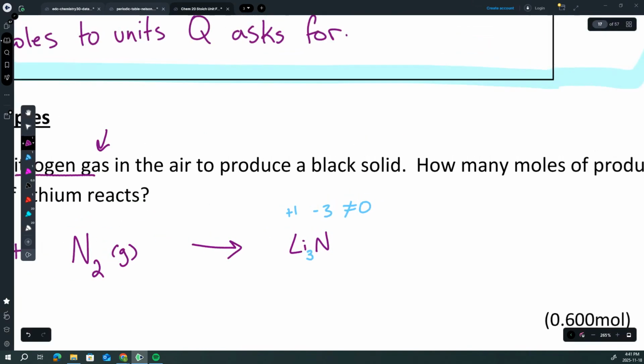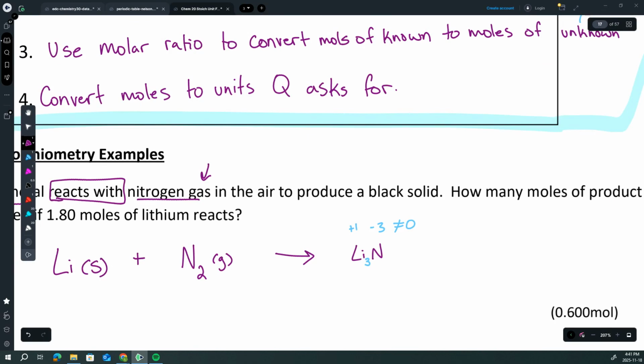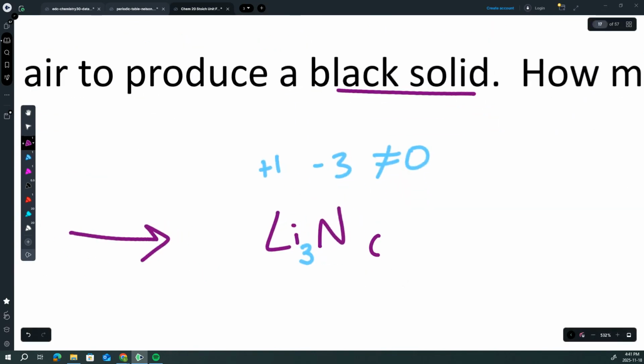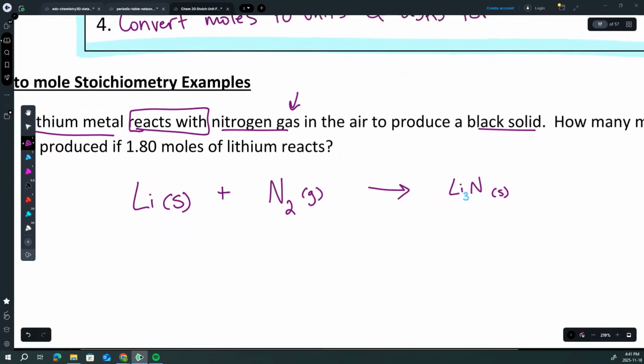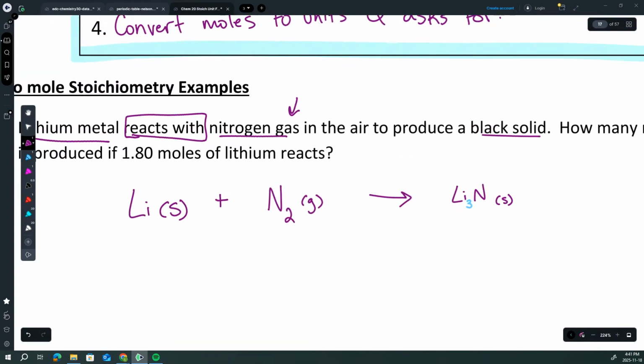Now, it does tell us that the product is a black solid, so I'm going to write that this is a solid. We don't need this right here above the lithium nitride, that was just to show you how I'm balancing the compound. So that's why I'm erasing that. But what we need to do right now is, we have a skeleton equation. Now we need to make sure it's balanced.